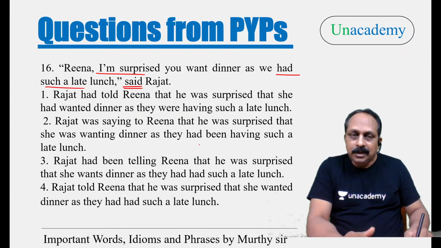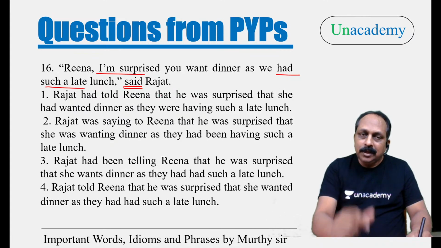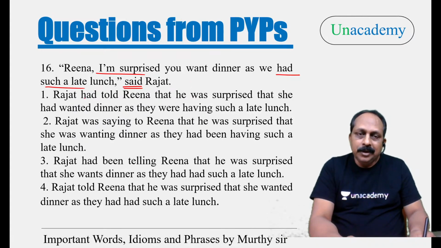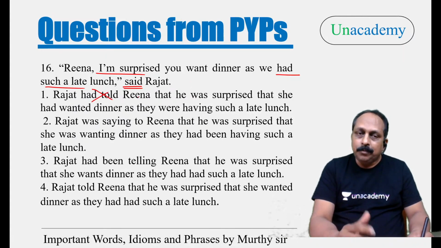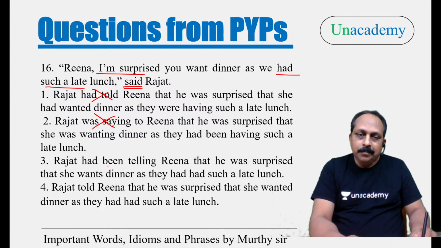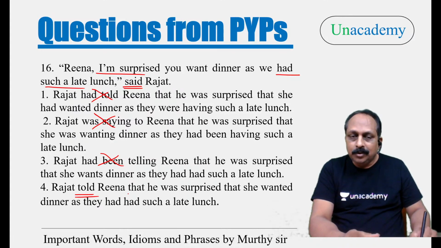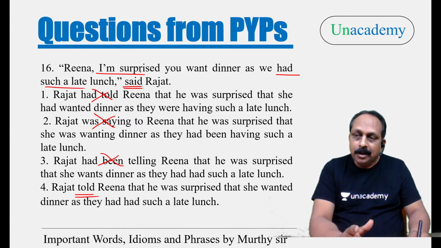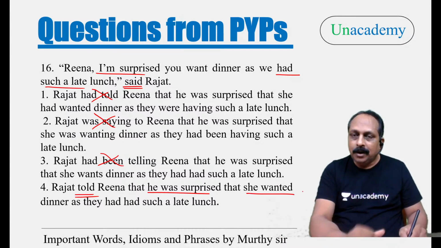Four, very good. Who is that? Just focus on the key words. Reena had told, you cannot change the reporting verb. Reena was saying, reporting verb cannot be changed. Said, said. Had been telling, no. Here, said may change to told. Rajat told Reena that I am surprised changes to he was surprised. You want changes to she wanted, present to past.